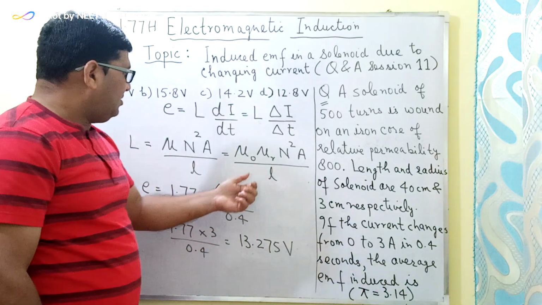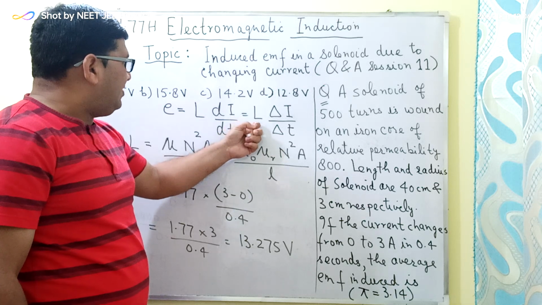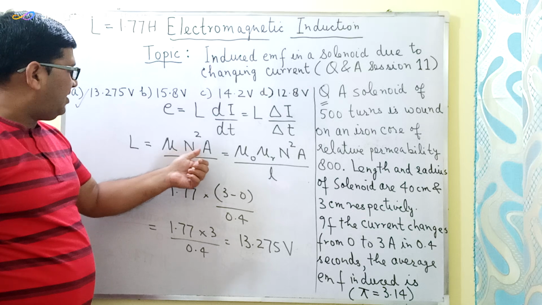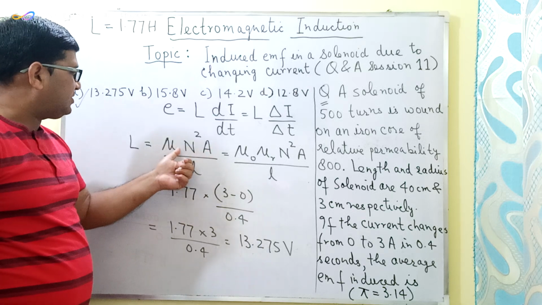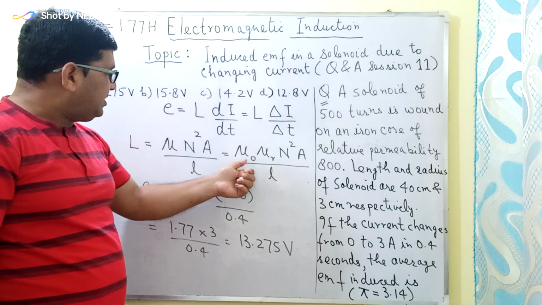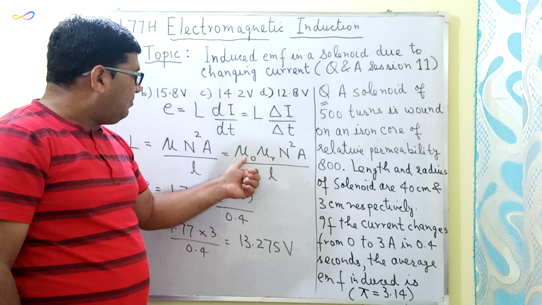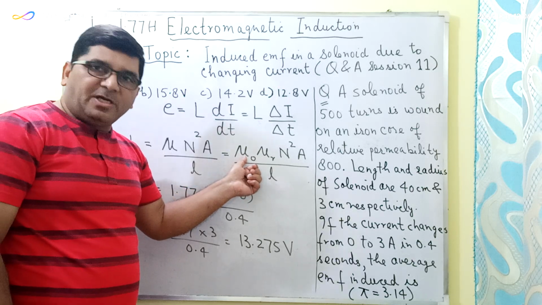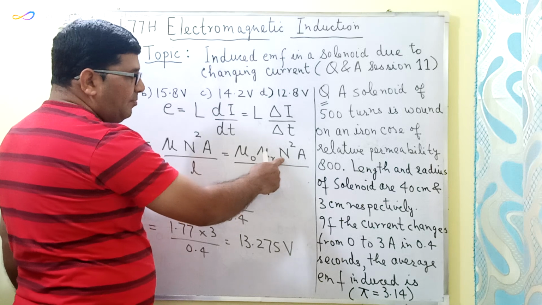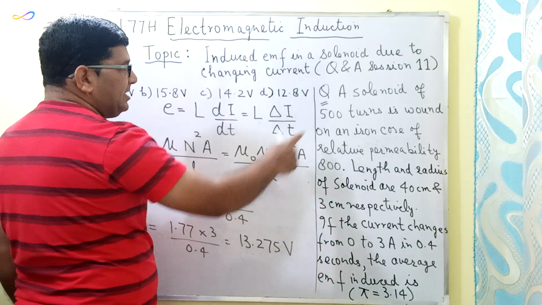So in this question, we were supposed to first of all find the value of the self-inductance of the solenoid by using this formula, mu N square A divided by L, where mu is the absolute permeability of the solenoid, which is equal to mu naught into mu r, where mu r is the relative permeability and mu naught is the permeability of free space. And N here is the number of turns in the solenoid, A is the area of cross section, and L was the length of the solenoid.